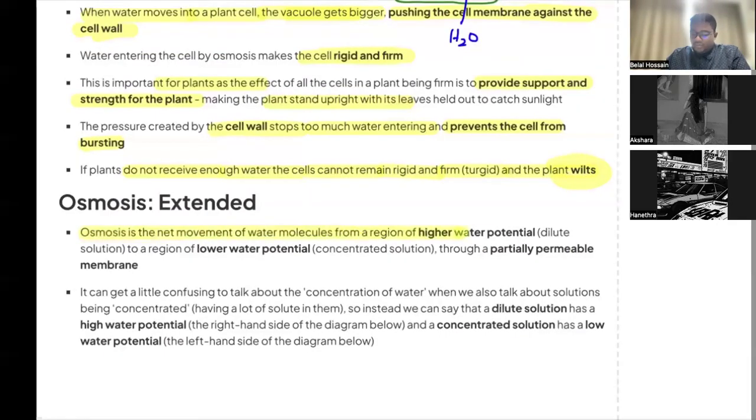molecules from a region of high water potential. Remember, I was talking about water potential before. So that's the part I was talking about. So what is high water potential? In many ways, I already tried to give you an explanation. Now I will try again. By high water potential, I meant high water concentration.